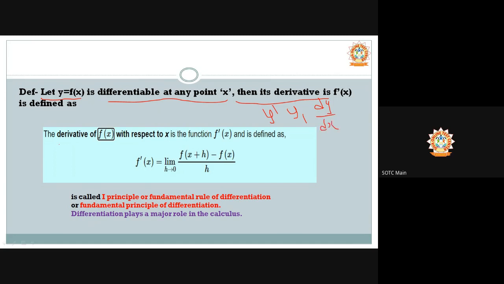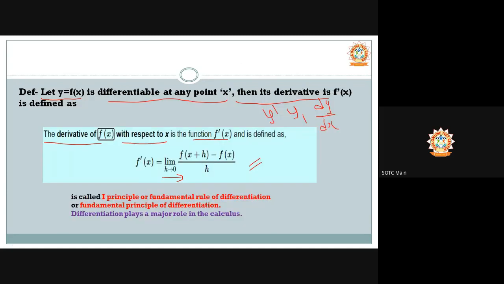Now try to see the derivative of f of x with respect to x is the function defined by f dash of x is equal to limit h tends to 0 of f of x plus h minus f of x, divided by h. If we substitute h as 0, it will definitely become an indeterminate form, f of x minus f of x, 0 divided by 0, right? This can be solved using L'Hospital rule, whatever it is. But this is called the first principle, or the fundamental rule of differentiation. This is the major part in calculus, right?